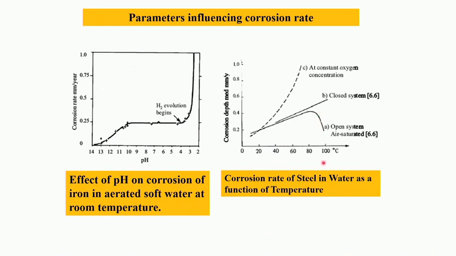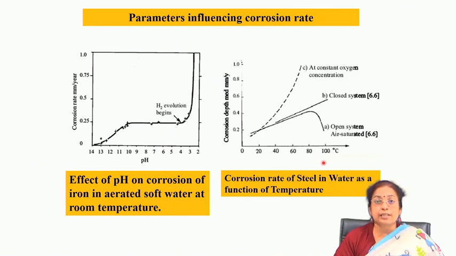The effect of temperature is very important, because corrosion is also a thermally activated process. As you go on increasing the temperature, you will find that the rate of corrosion increases, and it also depends on the kind of air there is, how much concentration of air there is, and whether it is an open system or a closed system. In an open system, you will find that after a particular temperature the corrosion rate, or depth of corrosion, decreases.